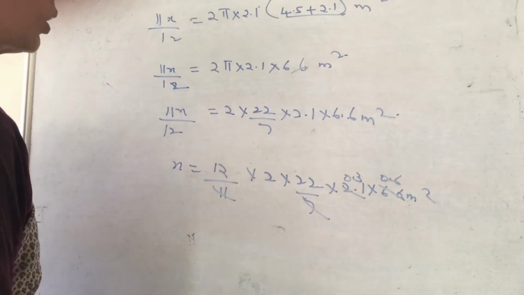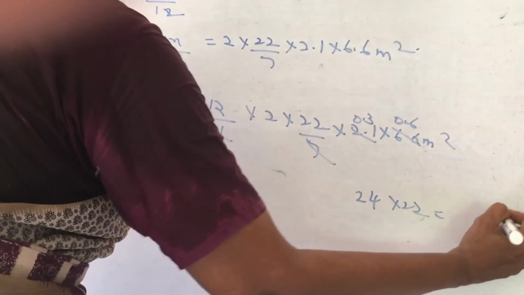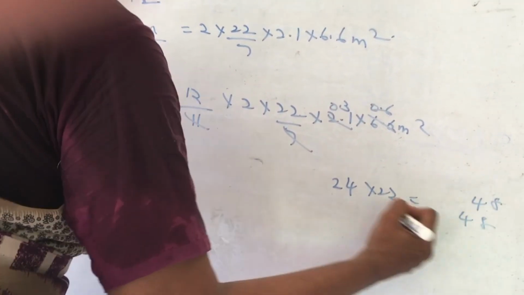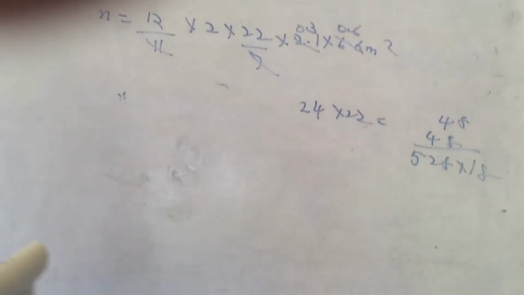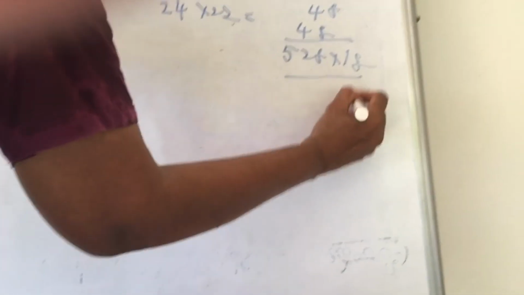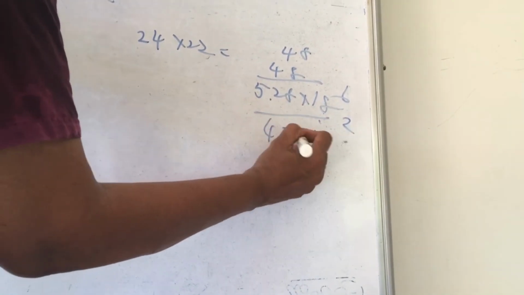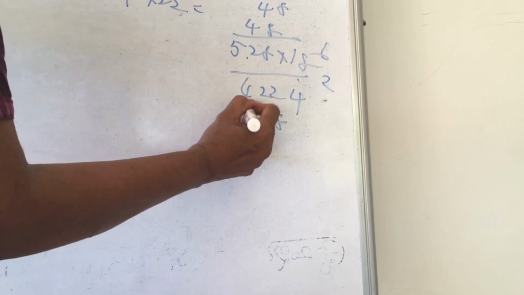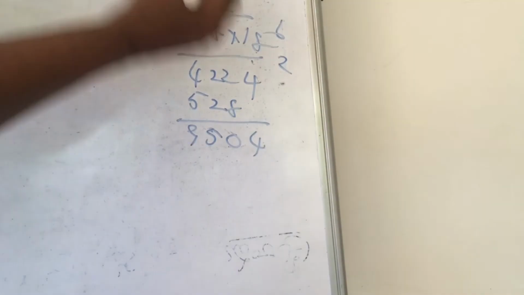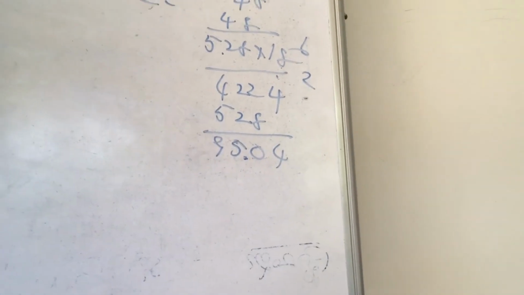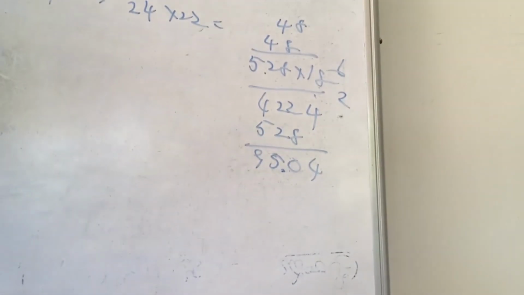Now go for multiplication. 12 into 2, 24 into 22, how much? 48, 48. That is 528 into 18. 8 8s are 64, 8 2s are 16, plus 6, 22, 42, 8, 2, 5, 10, 5, 9. How many digits after the point, children? 95.04 meters square.